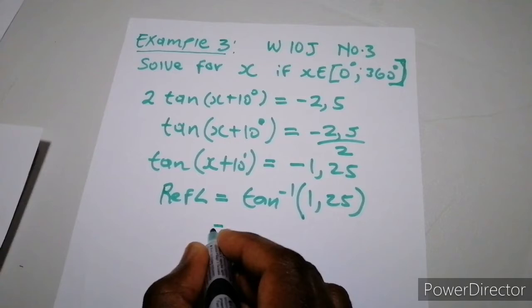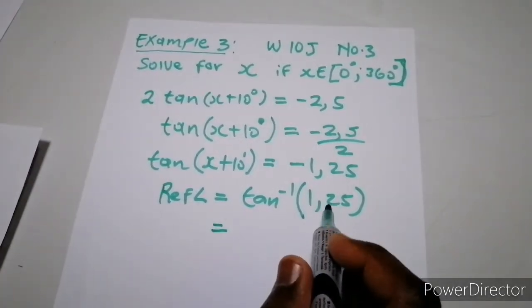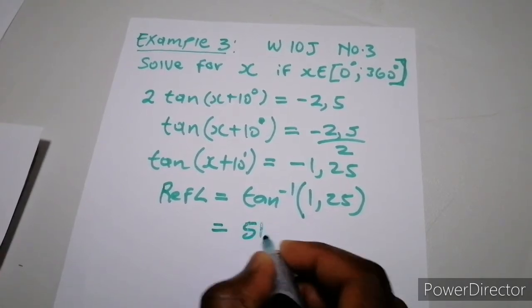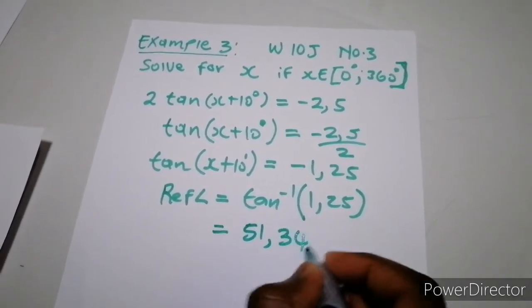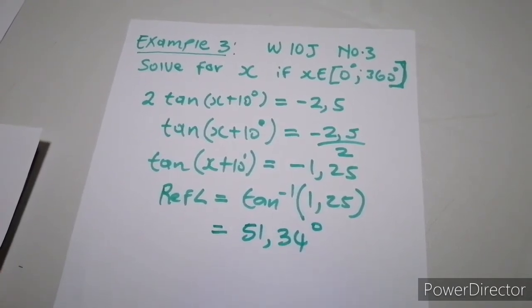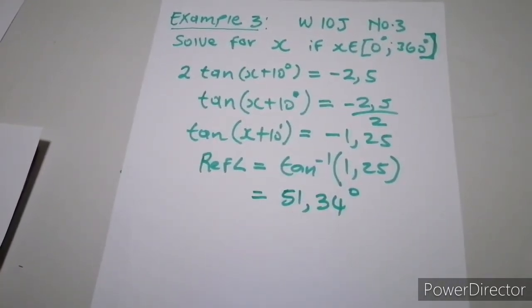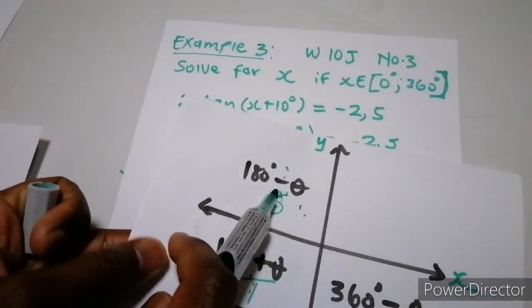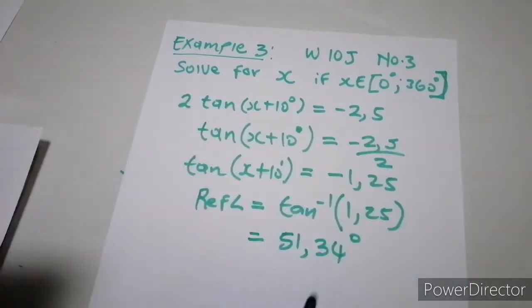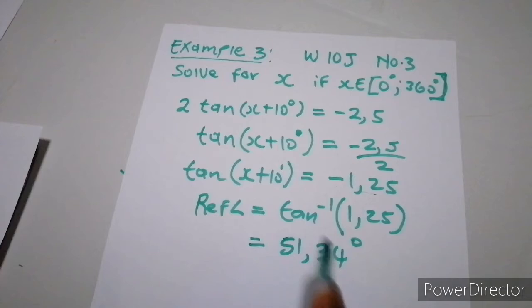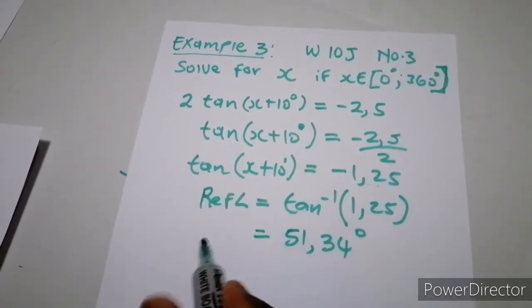Right, the reference angle, when you use your calculator to press this, you're going to find 51,34 degrees. That is the reference angle correct to 2 decimal places. Now, this is not the solution. The solution is in the second quadrant and the fourth quadrant. That's where this function is negative. Now we refer to those quadrants using this reference angle.